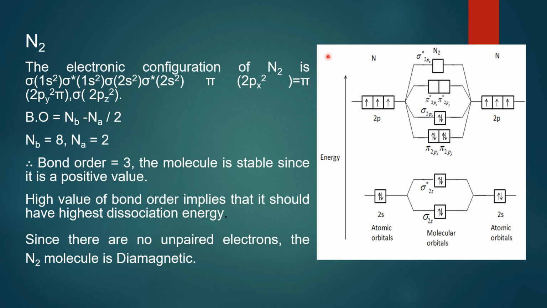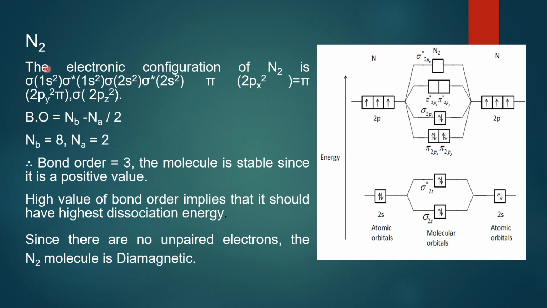Then sigma star 2pz. Out of 6 electrons which are coming from the two nitrogen atoms, these 6 electrons get filled up in the bonding molecular orbitals. No more electrons in our anti-bonding molecular orbitals. While writing the electronic configuration of N2 molecule, you should write from lower energy levels to the higher energy level.